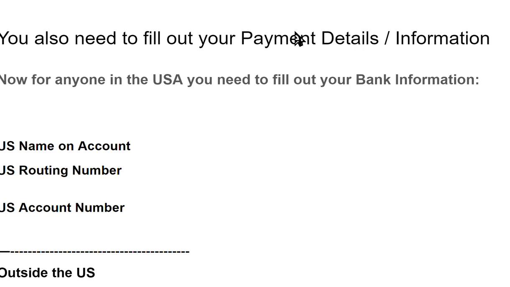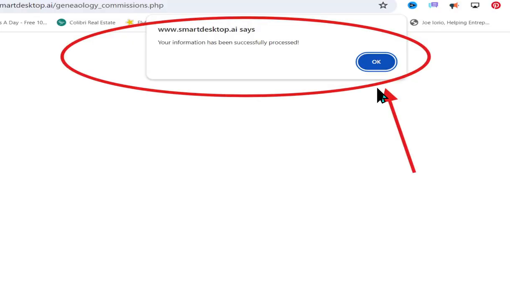Okay, now this is very important. Once you fill out this form completely, this slide is very important. Pay attention on this. This is what you're going to see when you click the submit button at the bottom of that form, once you fill out everything. I mean, everything must be filled out correctly, no errors of any kind, and you're going to get a pop-up that says this right here: www.smartdesktop.ai says, so it's actually talking to you.